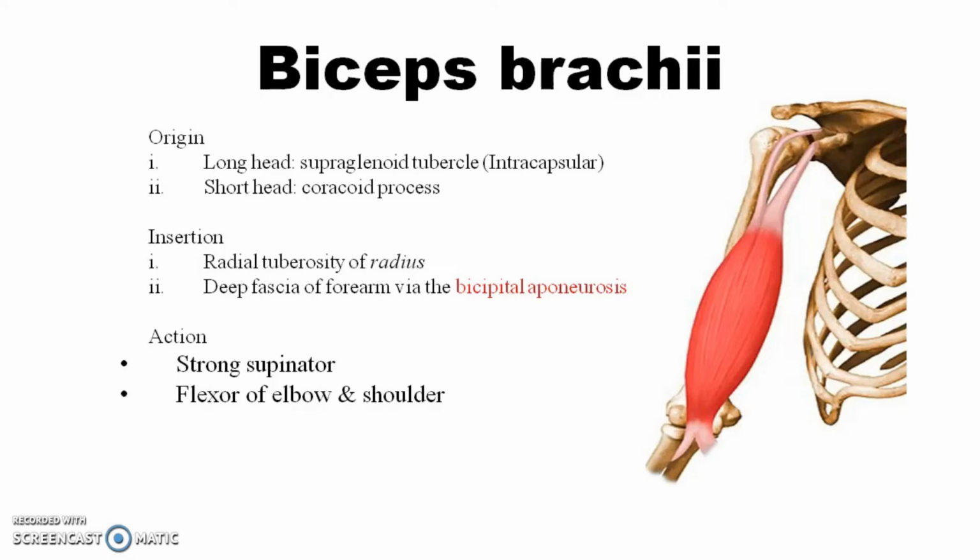So it is a strong supinator and is also a flexor of elbow and shoulder region. So two actions you have to remember, one is strong supinator and then one is flexor of elbow and the shoulder region. And it also prevents upward displacement of head of the humerus. While doing more forcible movements, it is going to prevent the head of humerus dislocation.